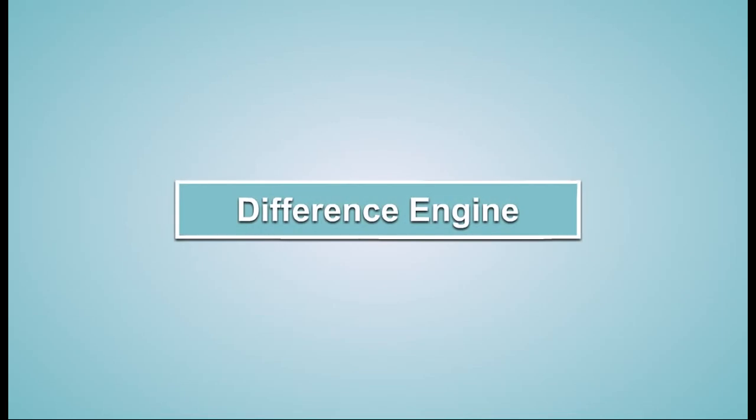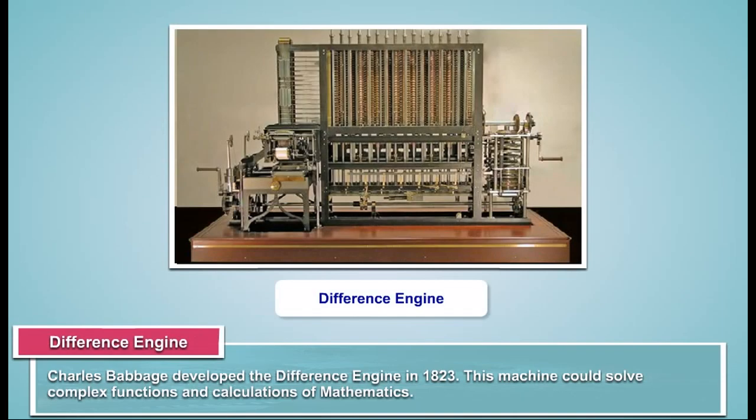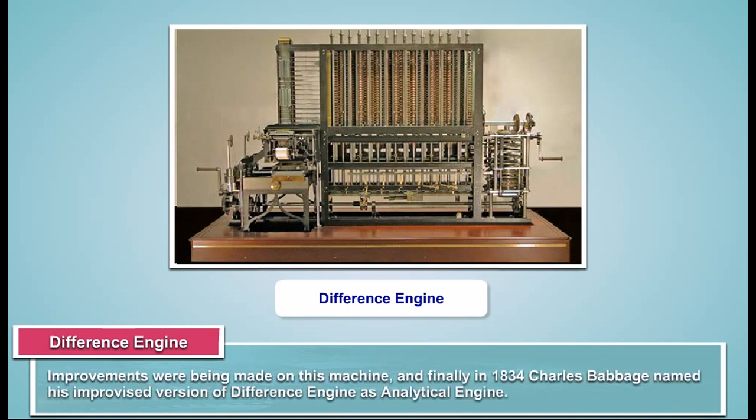Difference engine. Charles Babbage developed the difference engine in 1823. This machine could solve complex functions and calculations of mathematics. Improvements were being made on this machine, and finally, in 1834, Charles Babbage named his improvised version of difference engine as analytical engine.